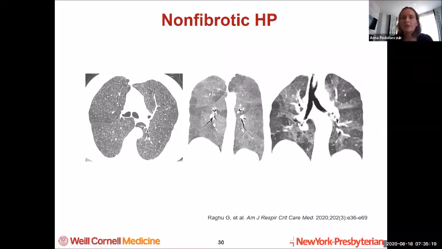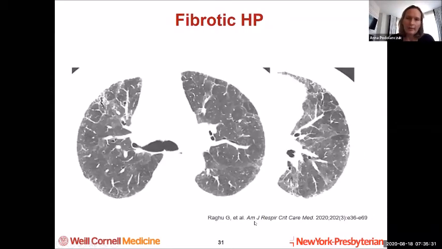We call it air trapping because when you're exhaling, the air can't get out. So you have areas of the lungs that are hyperinflated and then areas of the lungs that are collapsed. In fibrotic HP, this is an example of, again, these coarse linear markings, perhaps in a septal distribution, associated with ground glass opacities. There's mosaic attenuation. There is air trapping on expiratory views.